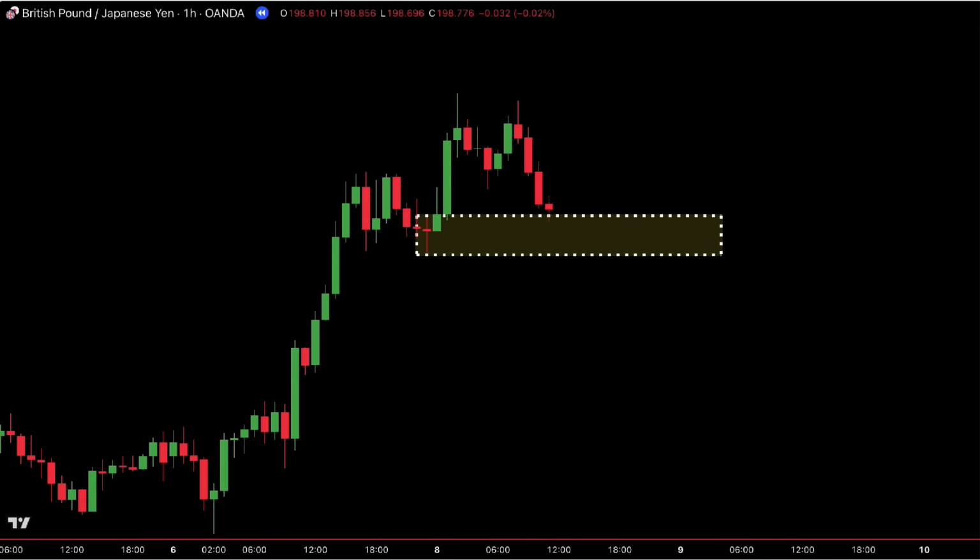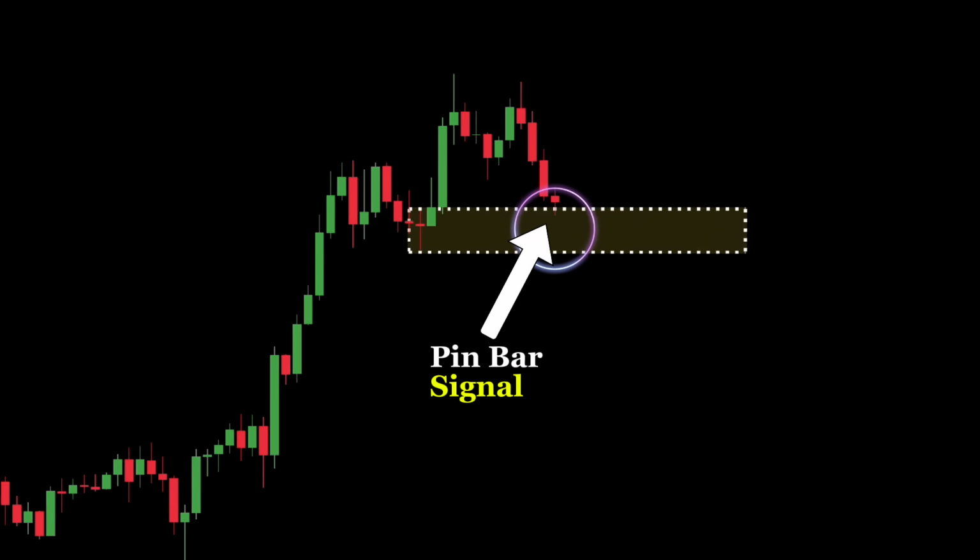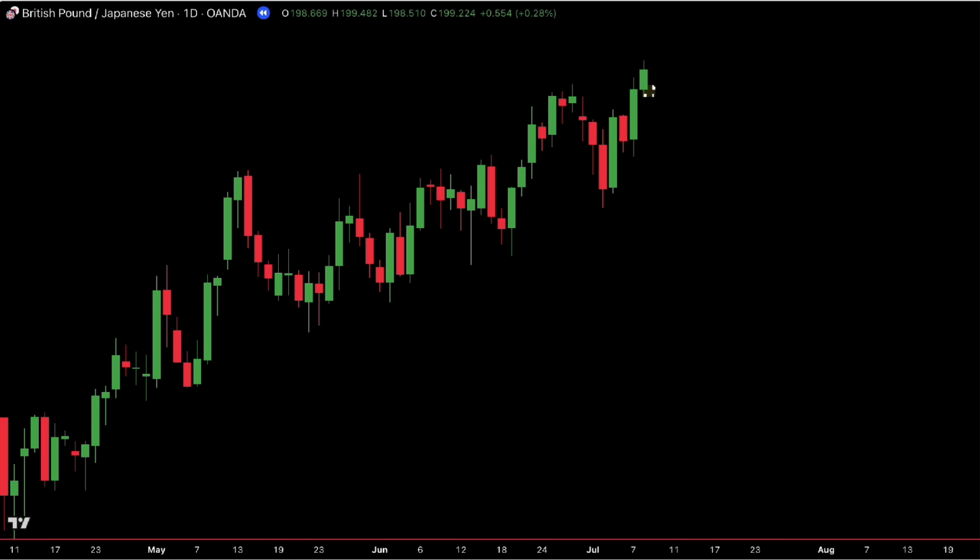Notice how price comes right back into the zone and then rejects it with a pin bar candlestick. That's our confirmation signal that buyers are defending this order block and the market is likely to continue upward. Since this setup is forming on the hourly chart, we need to confirm the bigger picture. For the 1 hour time frame, the higher time frame we use is the daily chart. So we switch to the daily and what do we see? The structure is bullish, making higher highs and higher lows, perfectly aligned with our trade idea on the hourly chart.